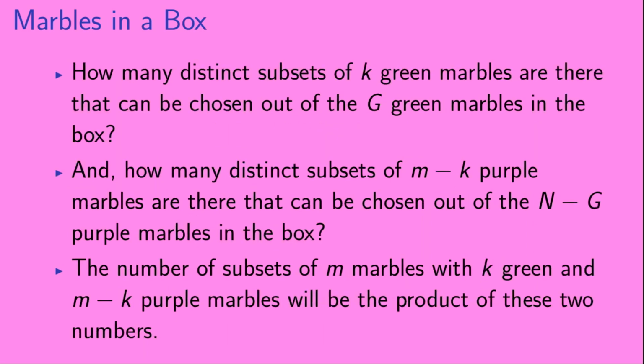So how many distinct subsets of k green marbles are there that can be chosen out of the g green marbles in the box? And how many distinct subsets of m minus k purple marbles are there that can be chosen out of the n minus g purple marbles in the box? The number of subsets of m marbles with k green and m minus k purple marbles will be the product of these two numbers.